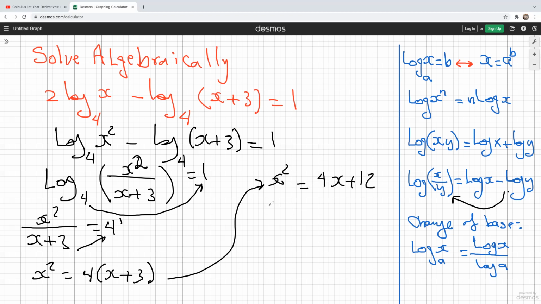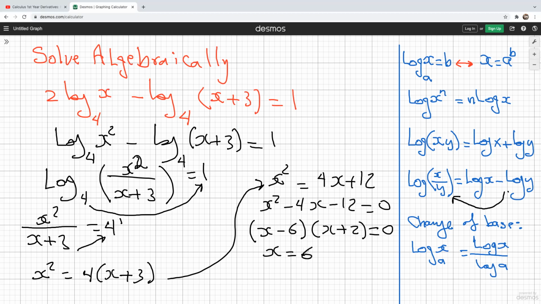And then move everything to one side, equate it to 0. So x squared minus 4x minus 12 equals 0. Now we factor this and we're going to get (x minus 6)(x plus 2) equals 0, because what multiplies to give me negative 12 and adds to give me negative 4? This is the combination. So therefore, x equals 6 and negative 2.